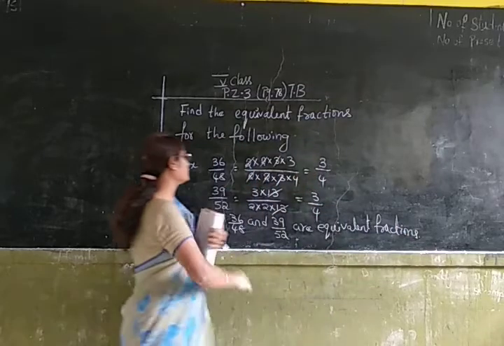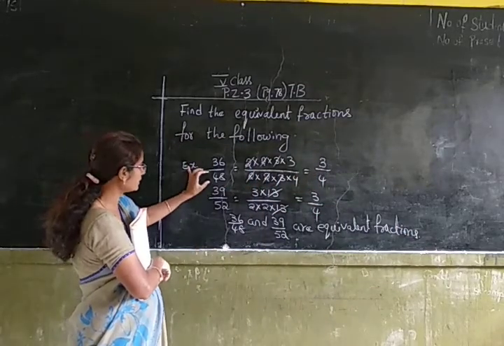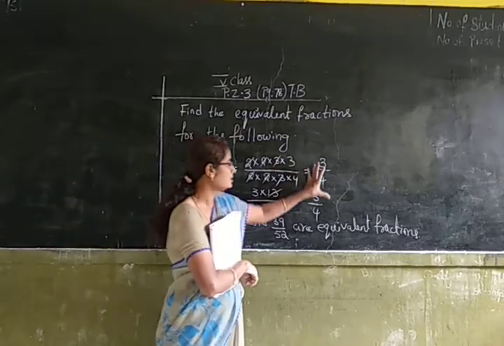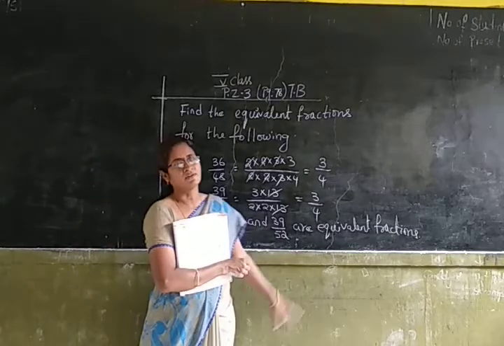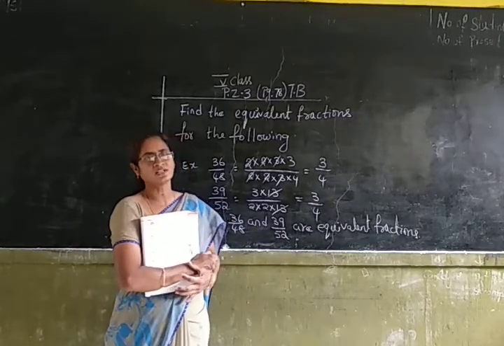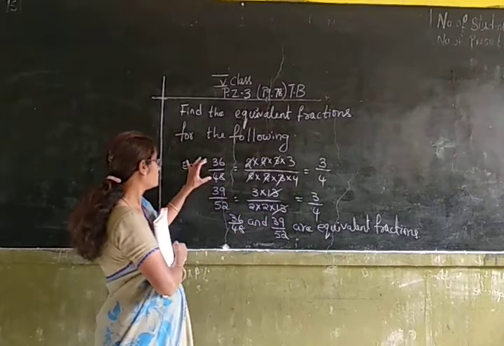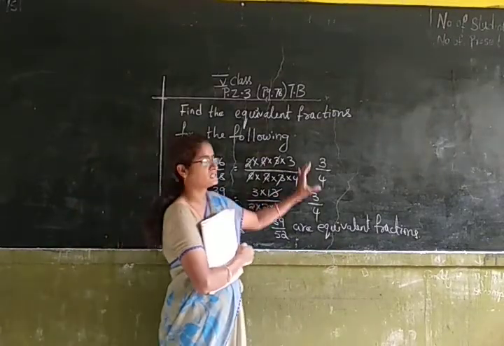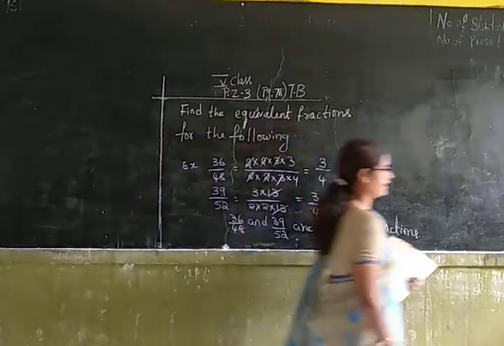Did you understand, children? The numerators of these two fractions are different. The denominators of these two fractions are different. Yet they have the same value. Such fractions are called equivalent fractions, because their numerators are different, their denominators are different, yet they represent the same value.